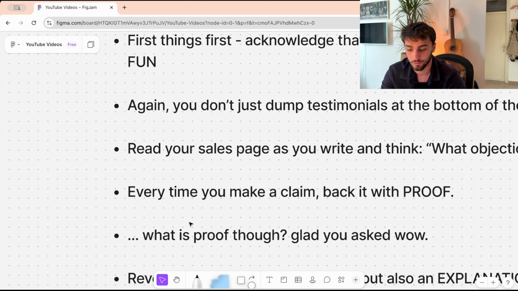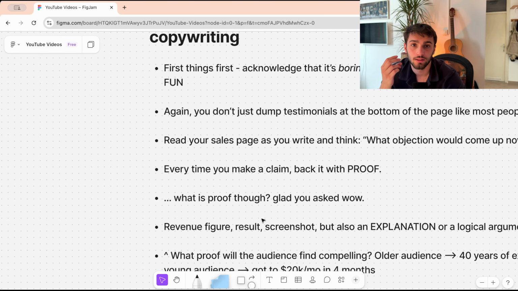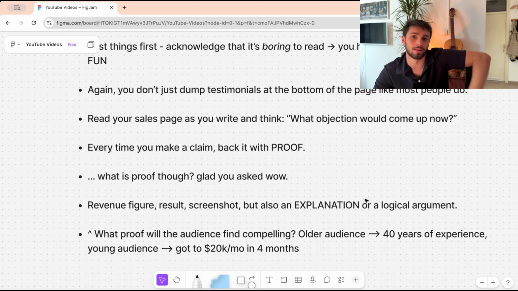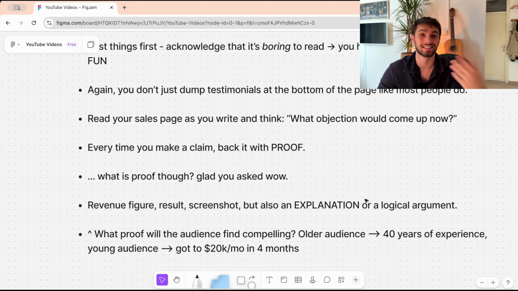But what is proof? Glad you asked. Proof isn't just the classic proof that you think of. It's not just revenue figures, results, screenshots, sure, but also an explanation or a logical argument. How does this work? It's a little bit unclear to me. How does this lead to this? Could be an objection, something that comes up in their mind. And you cannot just slap some money on top of that and say, this is how the mechanism works. No, you have to give an explanation and a logical argument. The more you can logically connect the mechanism and exactly how it leads to the result and the dream outcomes, you are golden. So that's also a part of proof, even though you might not conceive of it as proof yet.